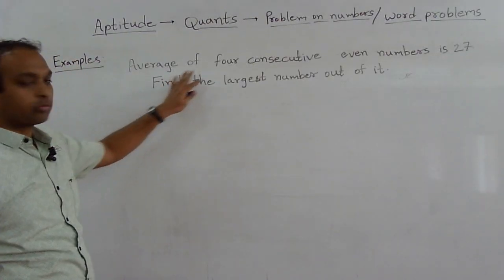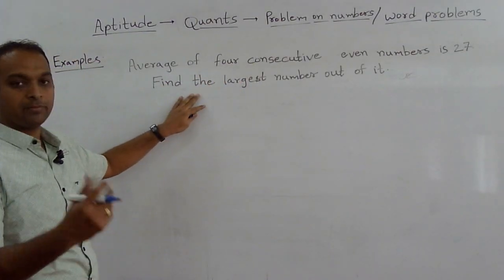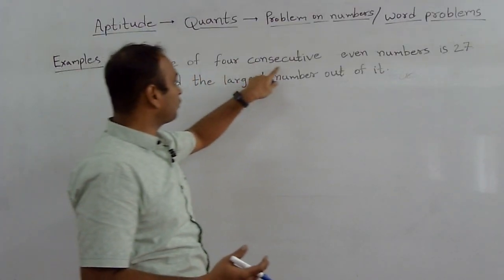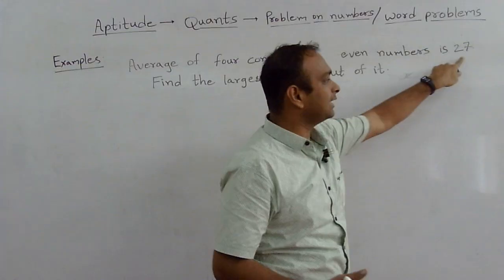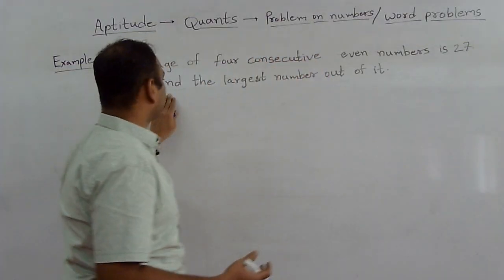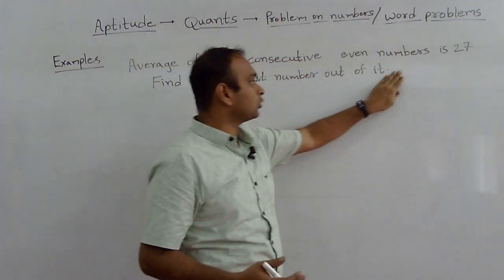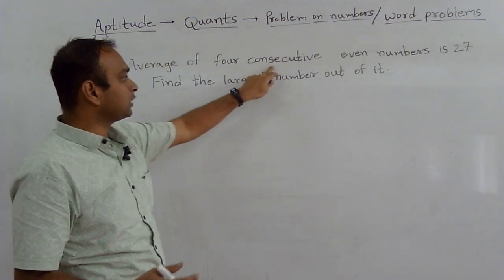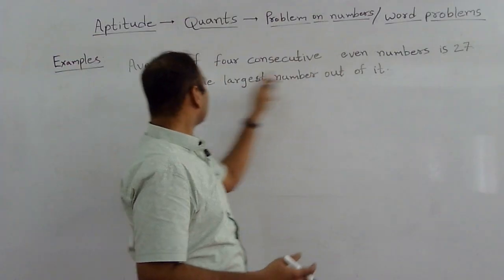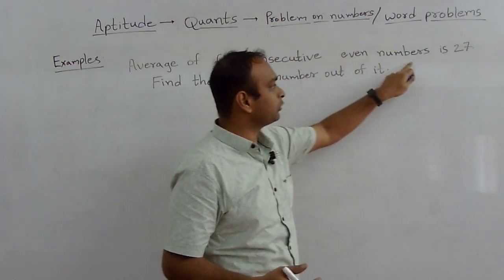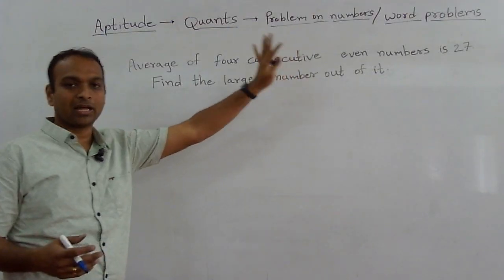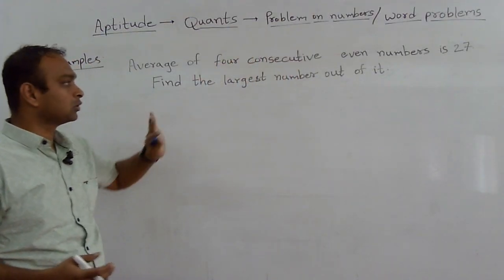So here we have one more question, and this could be a medium difficulty level question. Let's read it first. Average of 4 consecutive even numbers is 27. Find the largest number out of it. Okay, so what is given? There are 4 consecutive even numbers, and the average of those 4 consecutive even numbers is 27. That is given, and we have to find out the largest number out of these 4.